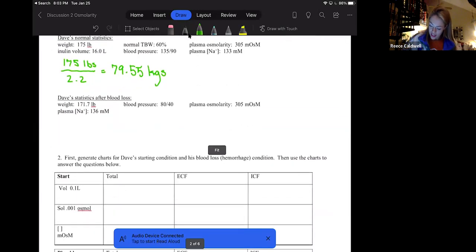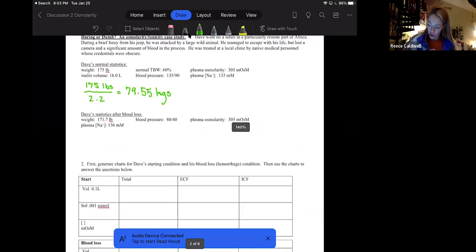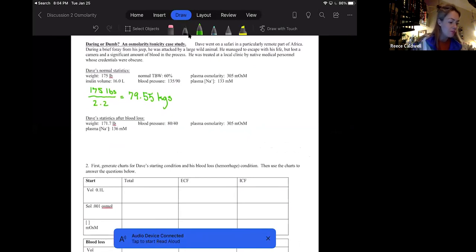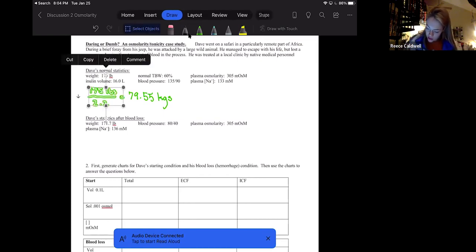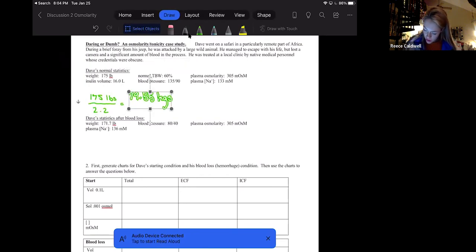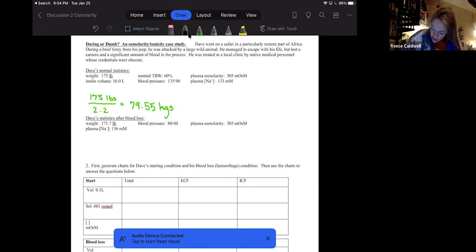So we're going to take that and plug it into our chart. What we see is that we are given his inulin volume. I should have given myself a little bit extra space here. Let me move this down quickly so you can make a note here. Inulin volume is telling us the volume of his extracellular fluid, or his blood, so ECF or blood. So we're going to take that 79.55 kilograms, and to solve for the volume of his total body, we will subtract, or sorry, multiply.